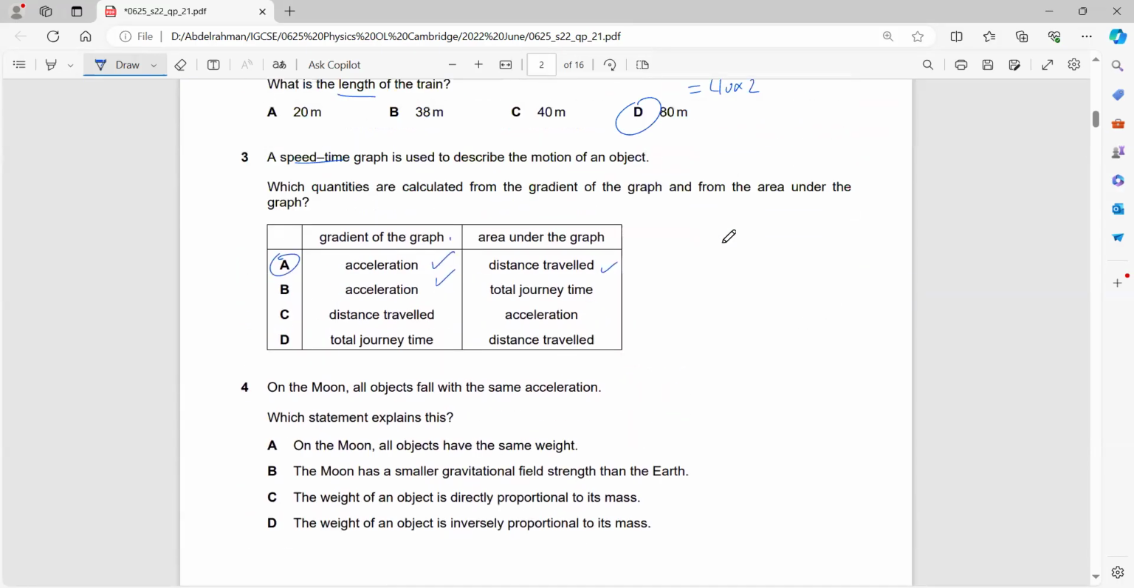On the moon, all objects follow the same acceleration. Which statement explains this? The weight of an object is directly proportional to its mass. Yes, it is directly proportional to its mass. We can cancel out some of them. The weight of an object is inversely proportional. This is wrong. On the moon, all of the objects have the same weight. This is wrong. The moon has a smaller gravitational field strength than Earth. This is right, but it's not the right answer for this question. That's the thing.